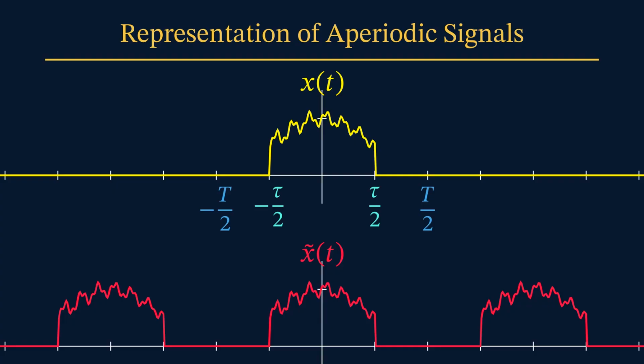As we choose the period T to be larger, x tilde of t is identical to x of t over a longer interval, and as T approaches infinity, x tilde of t is equal to x of t for any finite value of t.